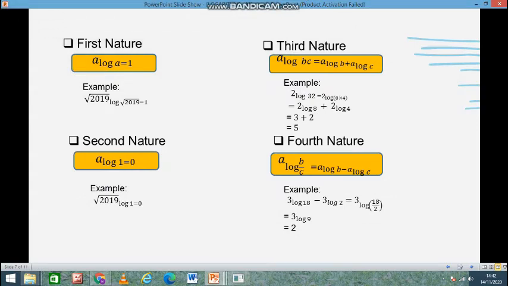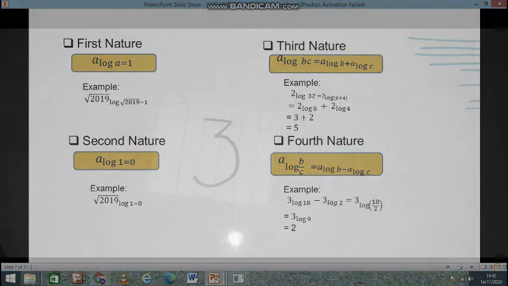Second, a log 1 equals 0, regardless of the base, as long as it is not equal to 1 and is positive. But when the numerus is 1, then the logarithm result must be 0. Example, square root of 2019 log 1 equals 0.